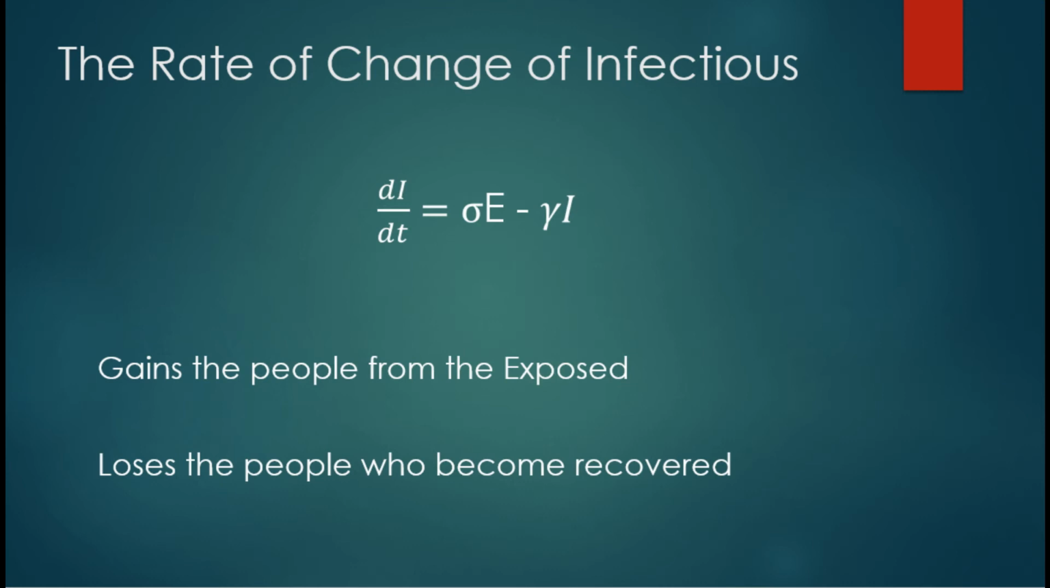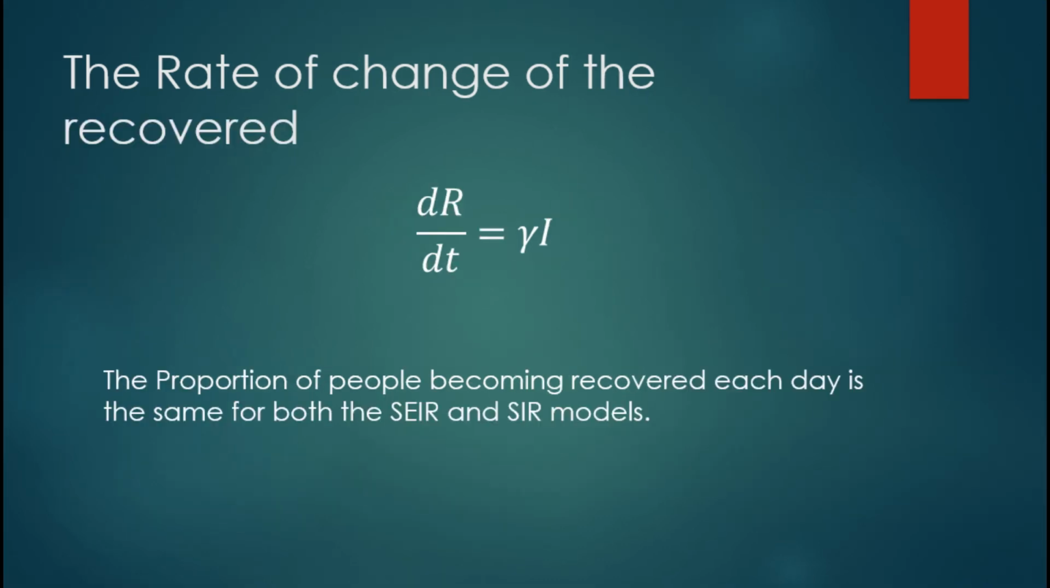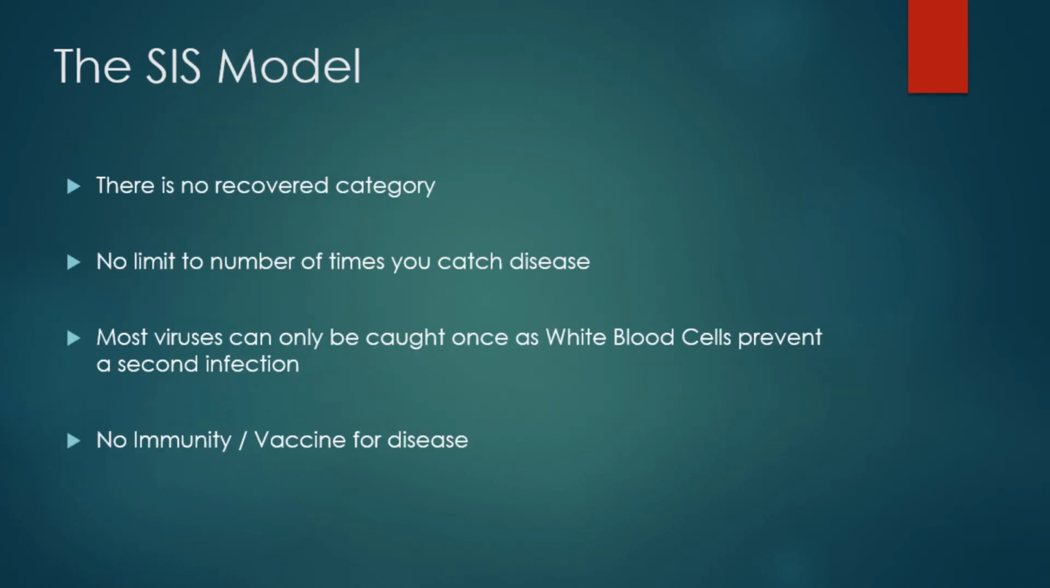And then we can get one last equation, which is dR by dt equals gamma I. This is the same as the previous SIR model. So dR by dt, the rate of change of the recovered, is the proportion of people becoming recovered from the infectious category. So yeah, okay.